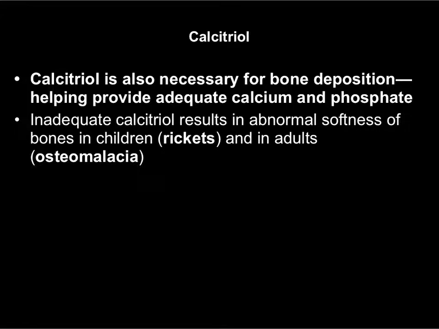And in adults, it's less severe because your bones aren't actively growing, but they will tend to decalcify over time, causing them to become soft and fragile, more likely to break, and this is called osteomalacia. Both are caused by the same thing, lack of calcitriol. In children, it results in rickets, and in adults, it results in osteomalacia.